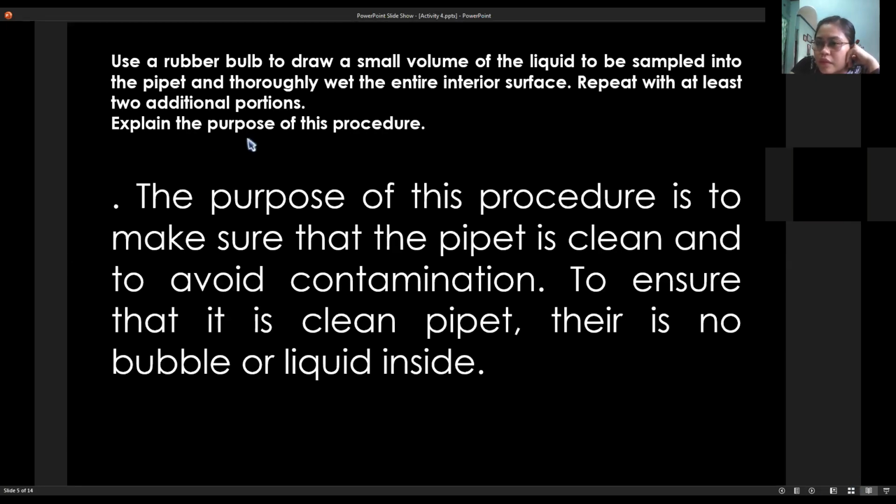So what is the purpose of this procedure? The purpose of this procedure is to make sure that the pipette is clean and to avoid contamination. To ensure that it is a clean pipette and there is no bubble or liquid inside.